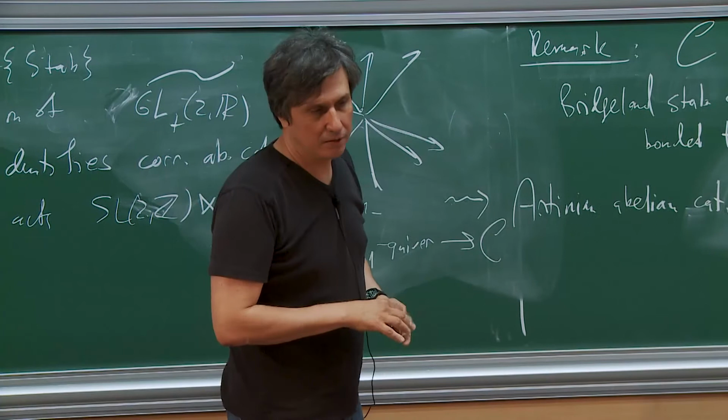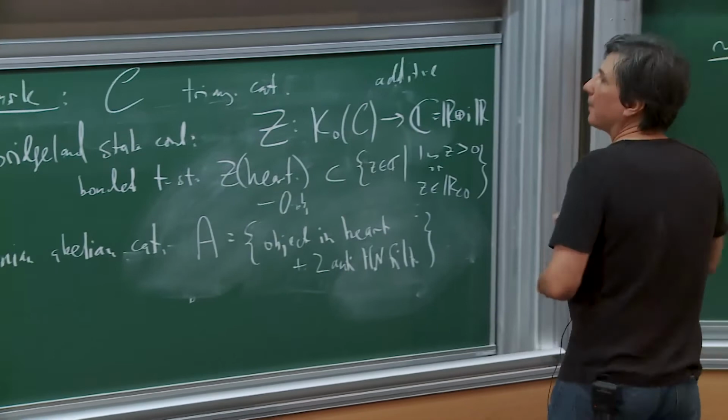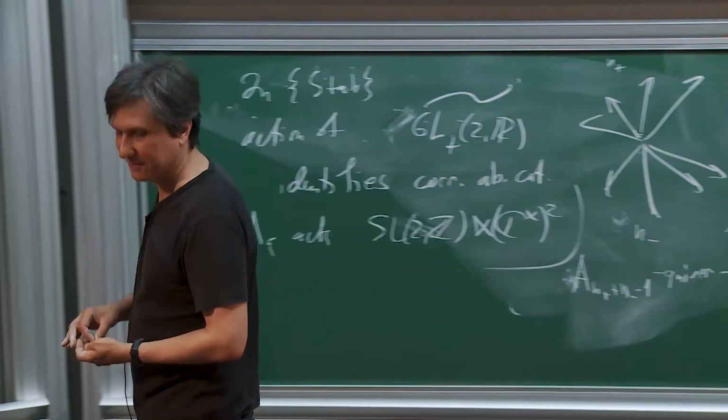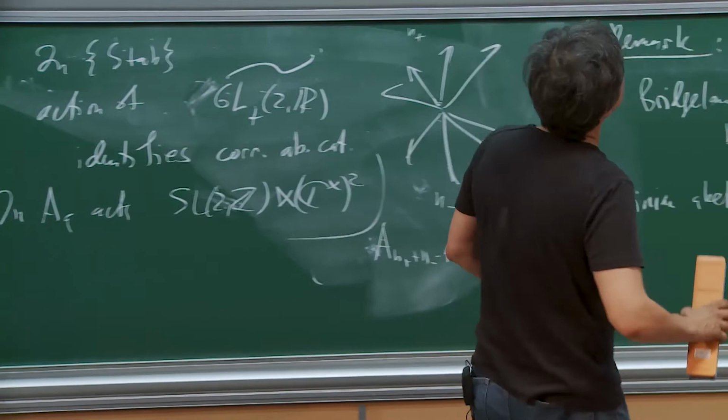And so when you consider those things with two anti-Harder-Narasimhan filtrations, is it always true that it's an abelian category? Yes, it's an abelian category. It's not obvious, but it's not difficult here. Okay, so that's a nice story.